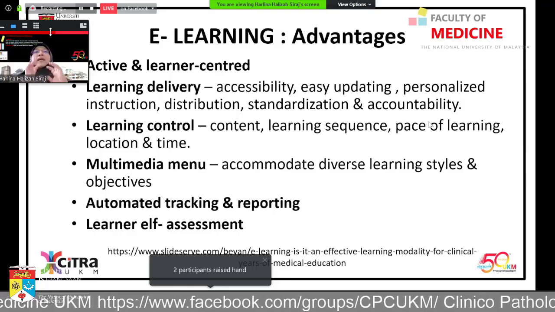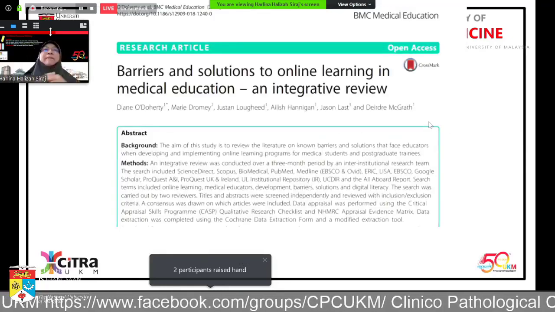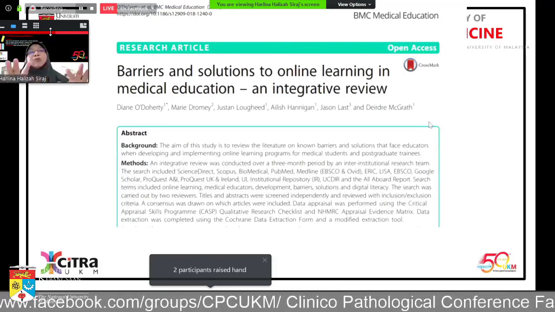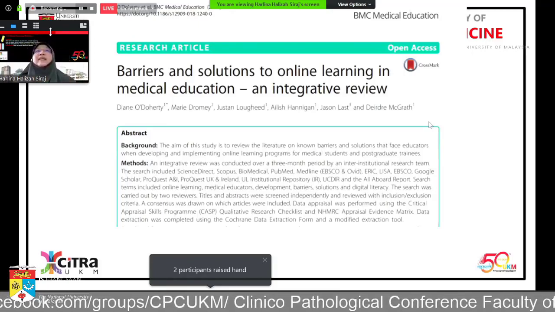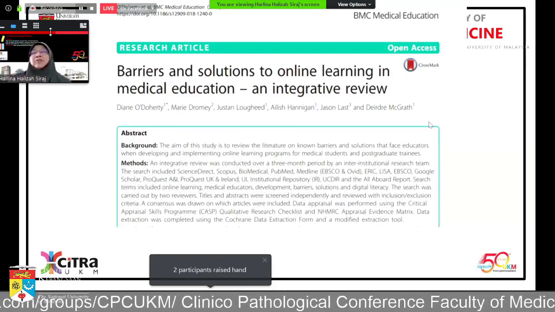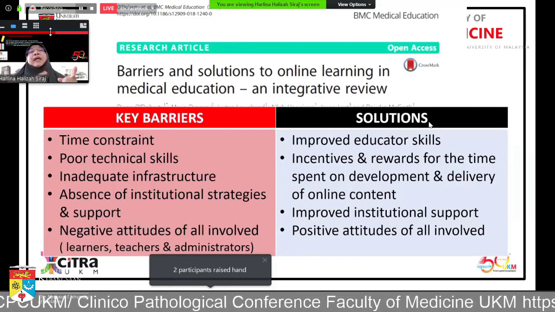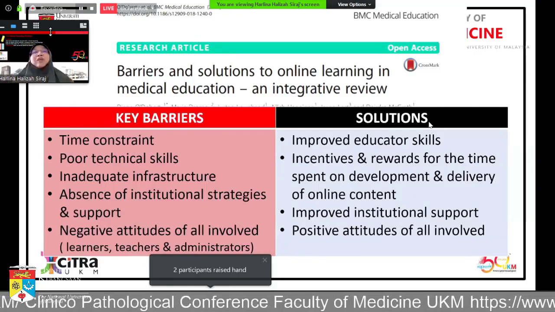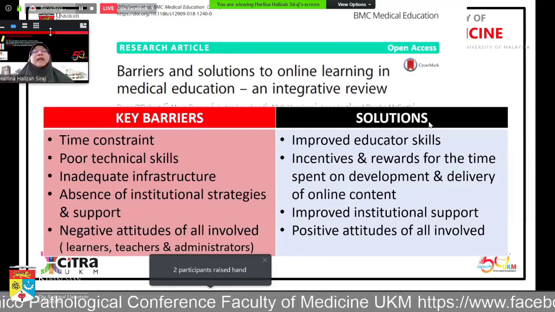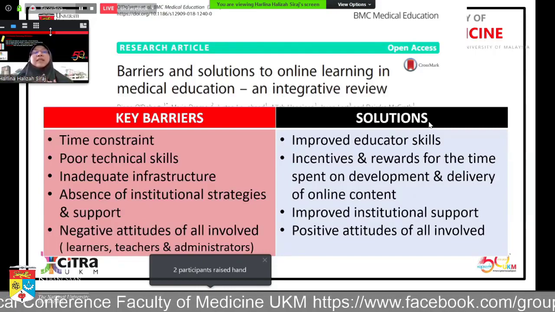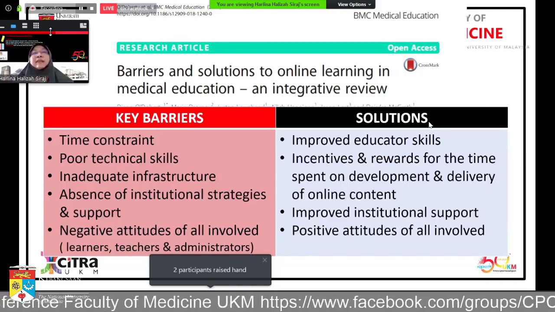Sorry for this comment. But this is a very recent paper, I think somewhere in 2018. Not so recent, I mean to say, but they have actually looked into these barriers and solutions to online learning. And basically, these are the key barriers from the paper. And I'm sure you agree with me. This is time constraining. Yeah, we have poor technical skill on our part. We have inadequate infrastructure. The internet is always very slow.